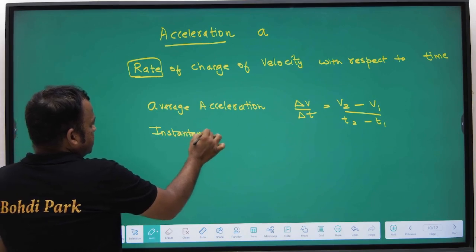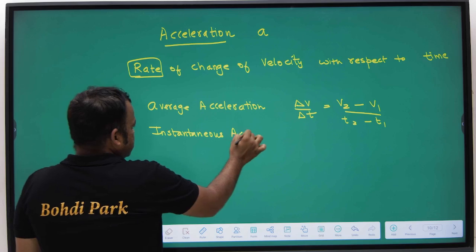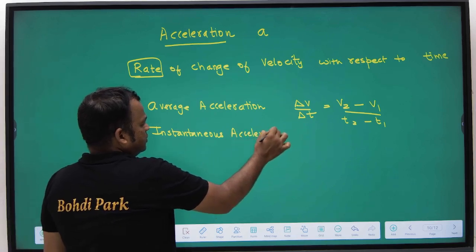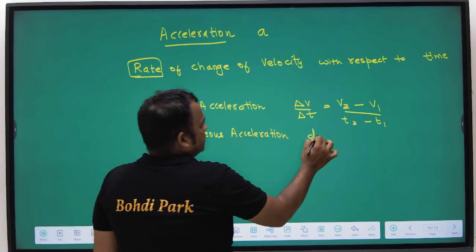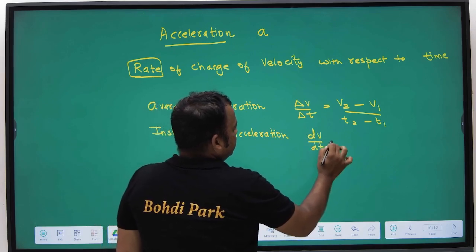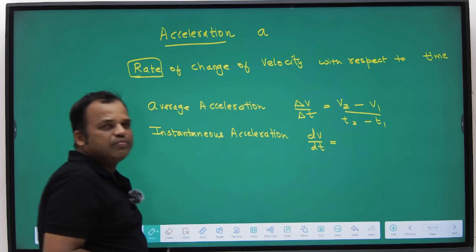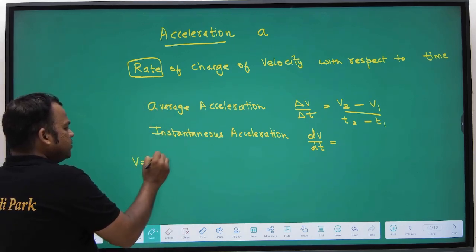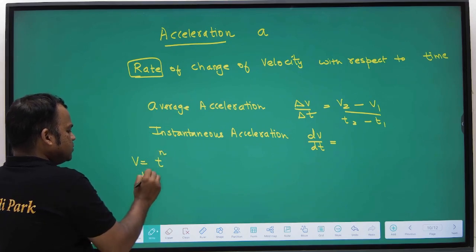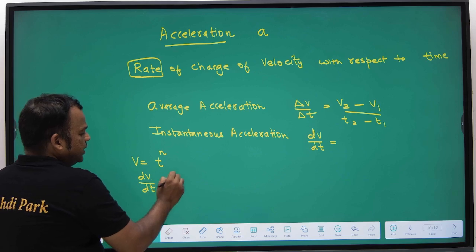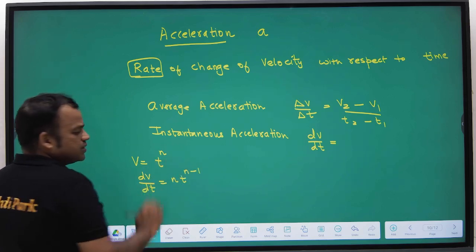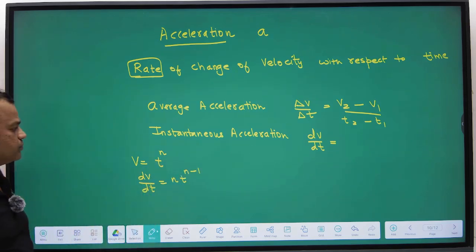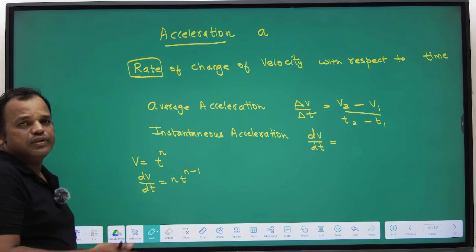and instantaneous acceleration is denoted by dv by dt. And how to calculate dv by dt? We will see. If v is equal to t raised to n, so dv by dt will be n t raised to n minus 1. So let's do one question.